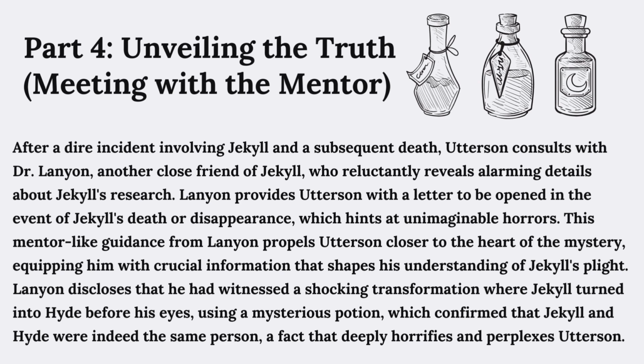Part 4. Unveiling the Truth. After a dire incident involving Jekyll and a subsequent death, Utterson consults with Dr. Lanyon, another close friend of Jekyll, who reluctantly reveals alarming details about Jekyll's research. Lanyon provides Utterson with a letter to be opened in the event of Jekyll's death or disappearance, which hints at unimaginable horrors. This mentor-like guidance from Lanyon propels Utterson closer to the heart of the mystery, equipping him with crucial information that shapes his understanding of Jekyll's plight.